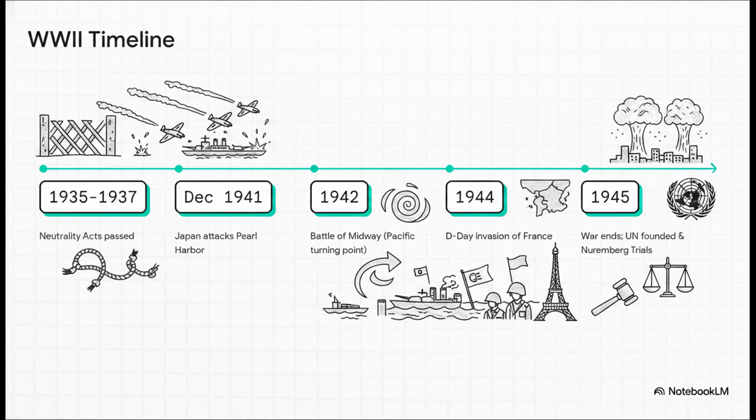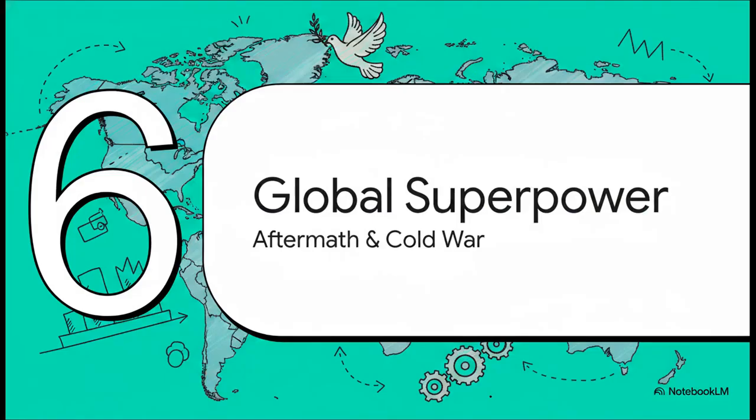First up, in 1935, we had the Neutrality Acts, trying to keep us out of the mess. Then, the timeline shifts violently in 1941 with the attack on Pearl Harbor. In 1942, U.S. forces win the Battle of Midway, which becomes the massive turning point in the Pacific. By 1944, Allied forces launch the D-Day invasion. And finally, in 1945, atomic bombings end the war, leading right into the founding of the UN and the Nuremberg trials.